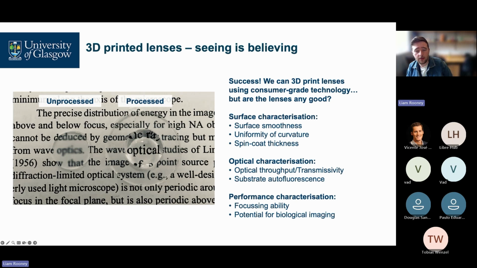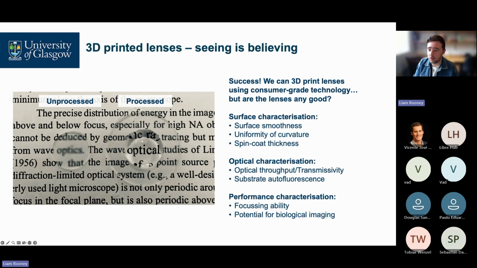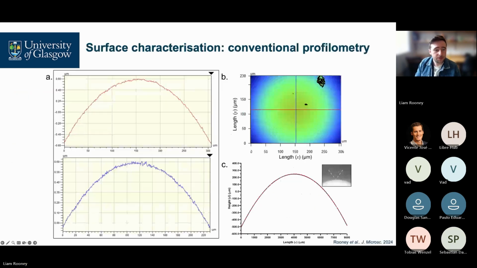Then we need to understand how it performs optically. So how does it transmit light? Does it absorb light? And does it autofluoresce? Because that then dictates the imaging applications that we can use the lenses for. In terms of their performance, we tested how they focus a beam, how they behave like a lens, and then translated that to bioimaging applications.